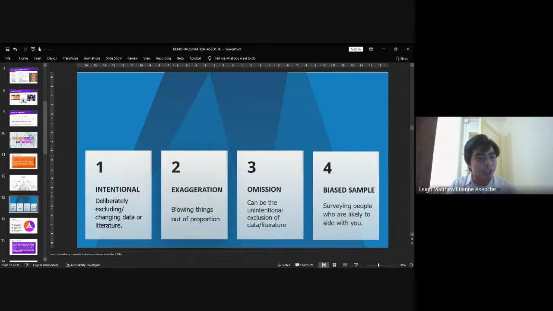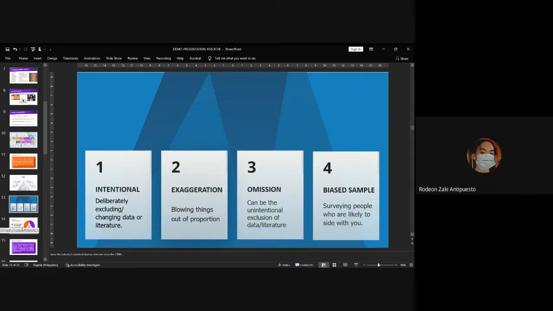And the fourth one is biased sample. Biased sample is what I mentioned a while ago. It's surveying or asking people you know will side with you. So you will ask your friends, friends in your section, friends in your other sections, those you know will side with you. So that's biased sample. Understood?